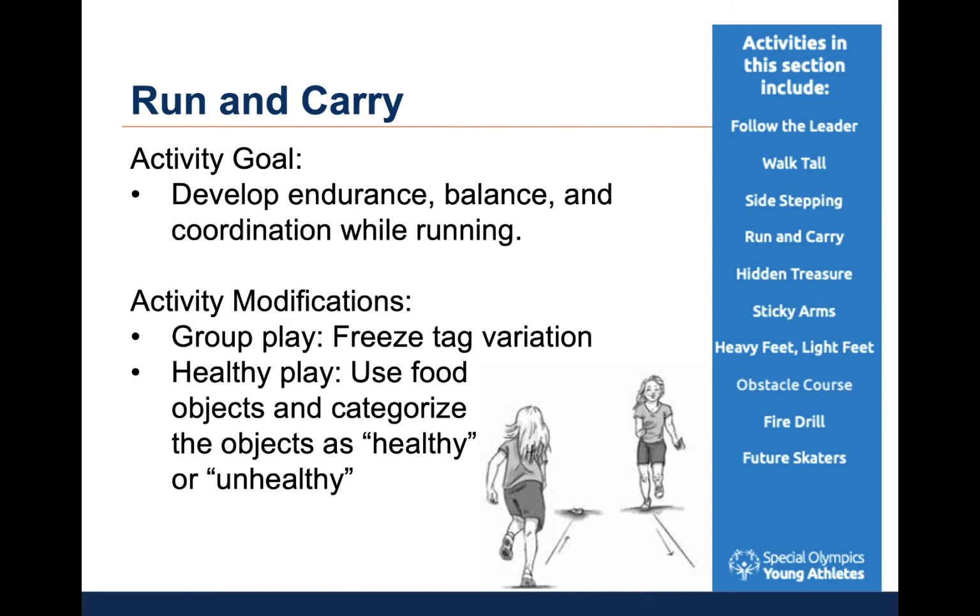The activity guide provides modifications for group play and healthy play. The recommendation for group play is to have an adult stand in the middle of the space, and the children must try to get around the adult as they run from one side to another. The adult can only move along a straight line. If the adult tags them, the child must freeze and stay frozen until another child tags them on their turn.